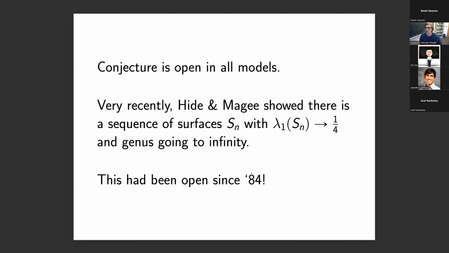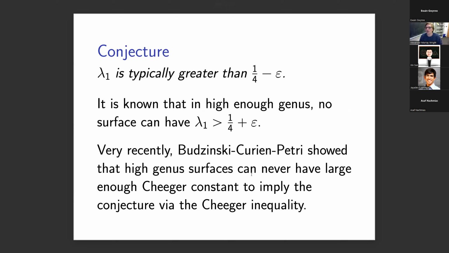Before I go on, maybe now would be a good time to pause and ask for questions again. Are there any questions? What's the relation between Cheeger constant and lambda 1?